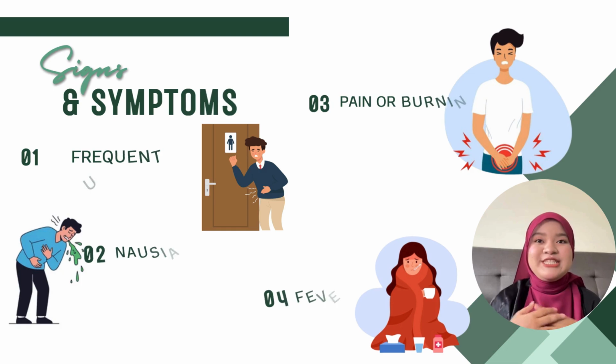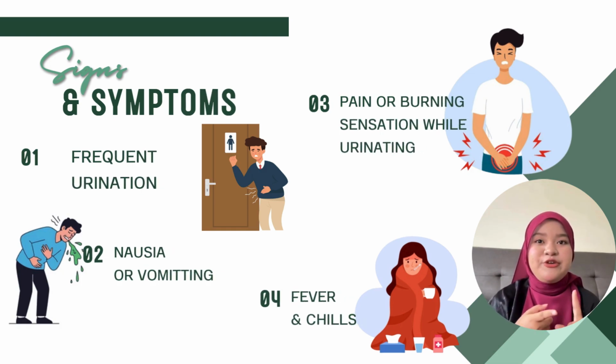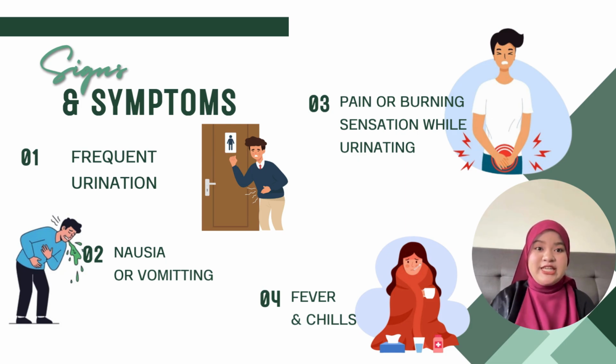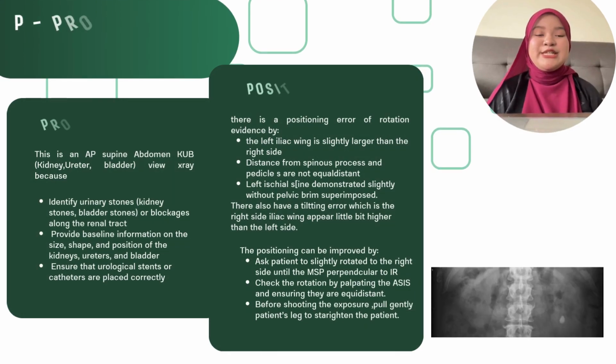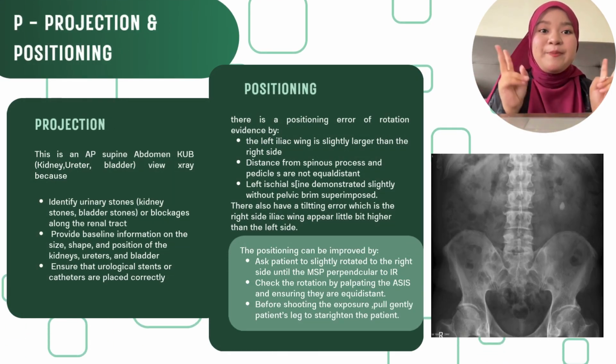Next, we are going to the signs and symptoms. First is frequent urination, second is nausea or vomiting, then pain or burning sensation while urinating, and also fever and chill. So now we are going to continue with the PACEMAN.